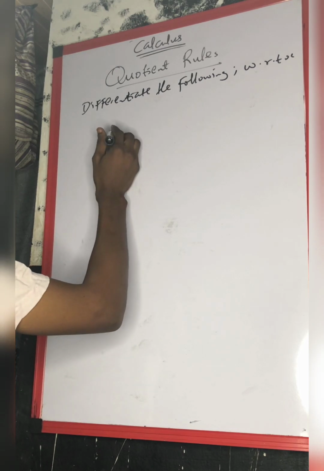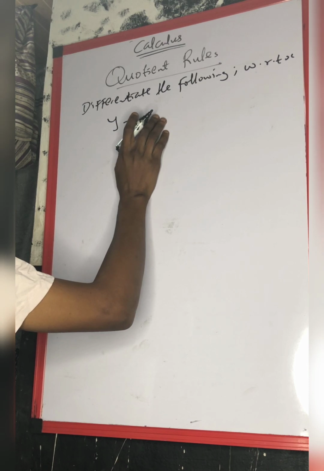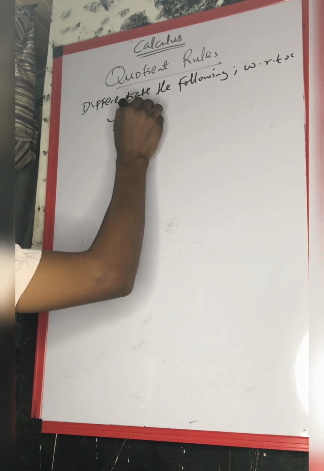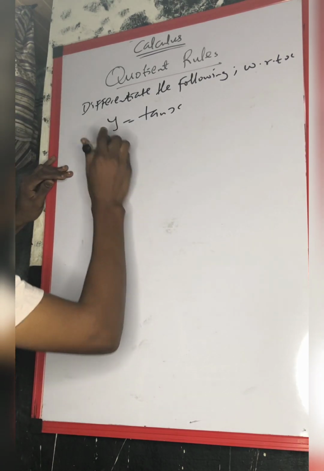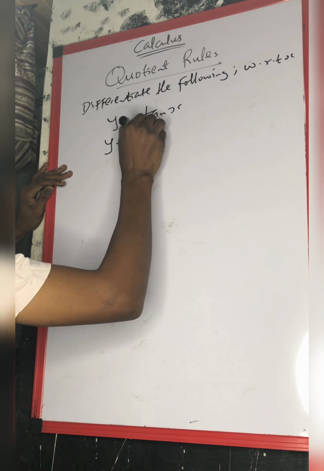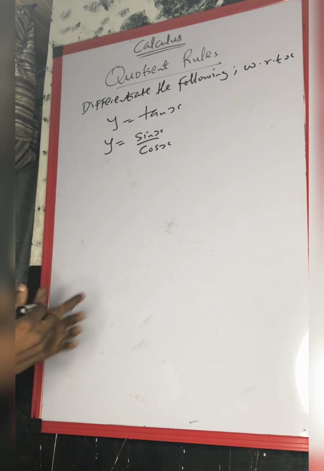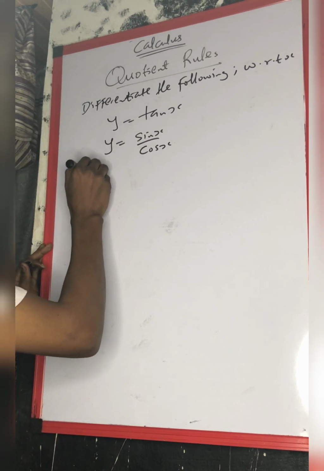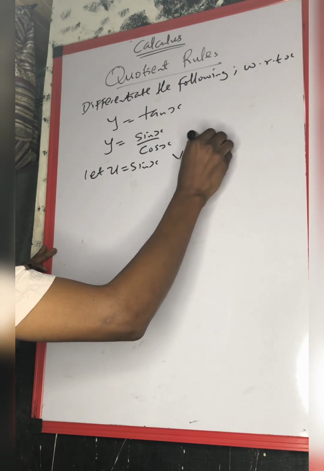So if we are given y equals tan x, and tan is sine over cos, you have to break this one down first. So our y is sine x over cos x. What you do, you can see that it's a quotient. You can say let u equals sine x and v equals cos x.